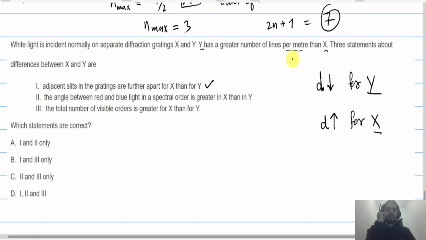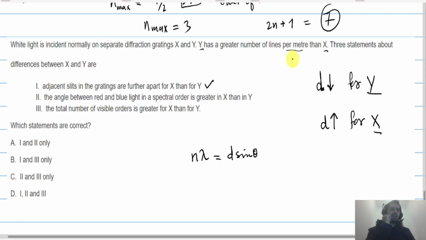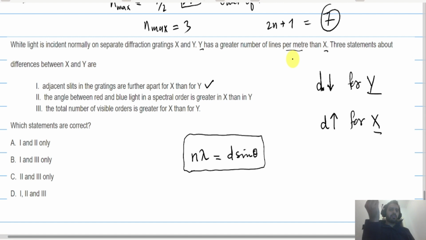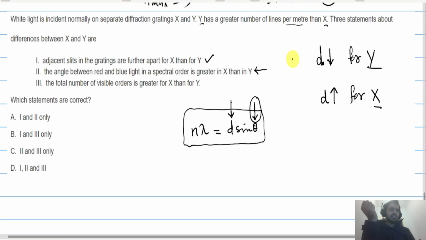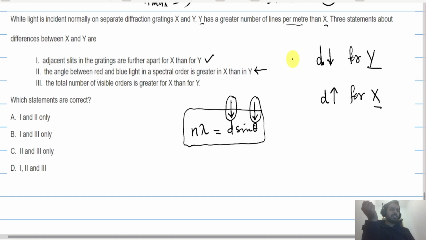The second statement is the angle between red and blue light in a spectral order is greater in X than in Y. So we have to look at our equation, n lambda equals d sine theta. And this is the reason I explained at the very beginning of this video, even if you don't know anything about this equation, but this equation is given, how can you relate different variables? So this second statement is actually relating this angle theta with d. The question is, how will this angle theta change as we change d? Because for X and Y, d is different.